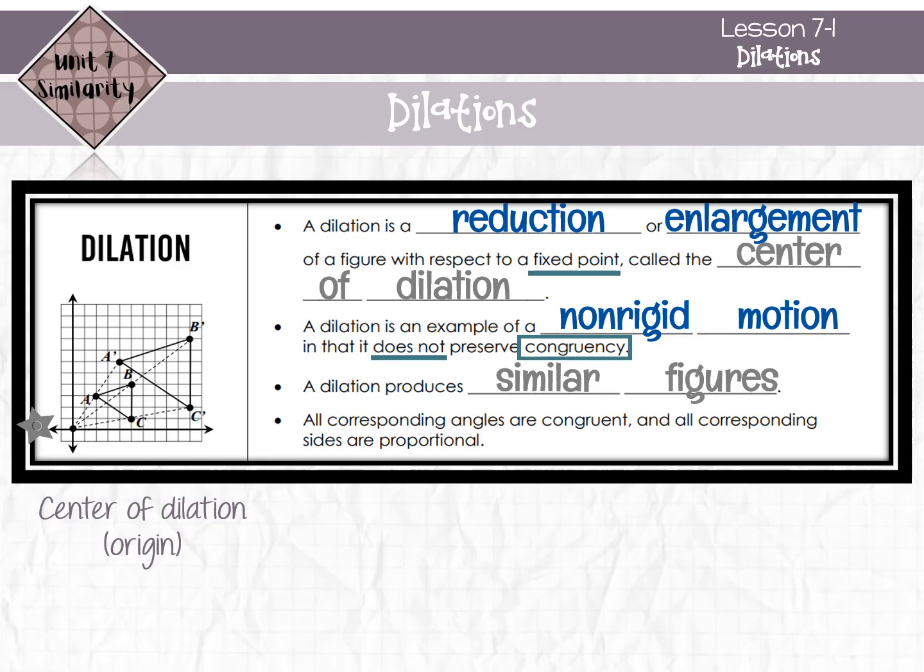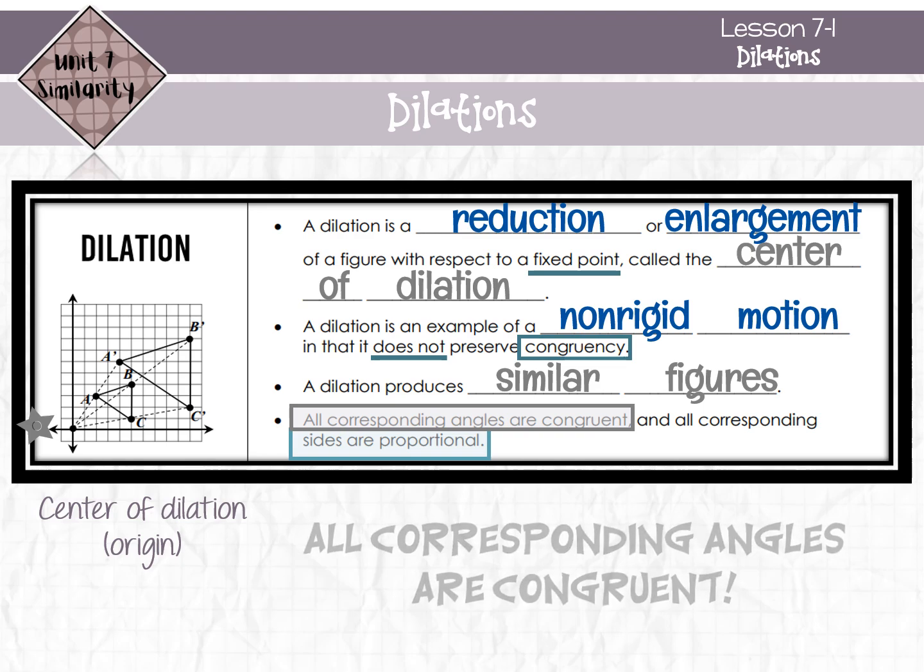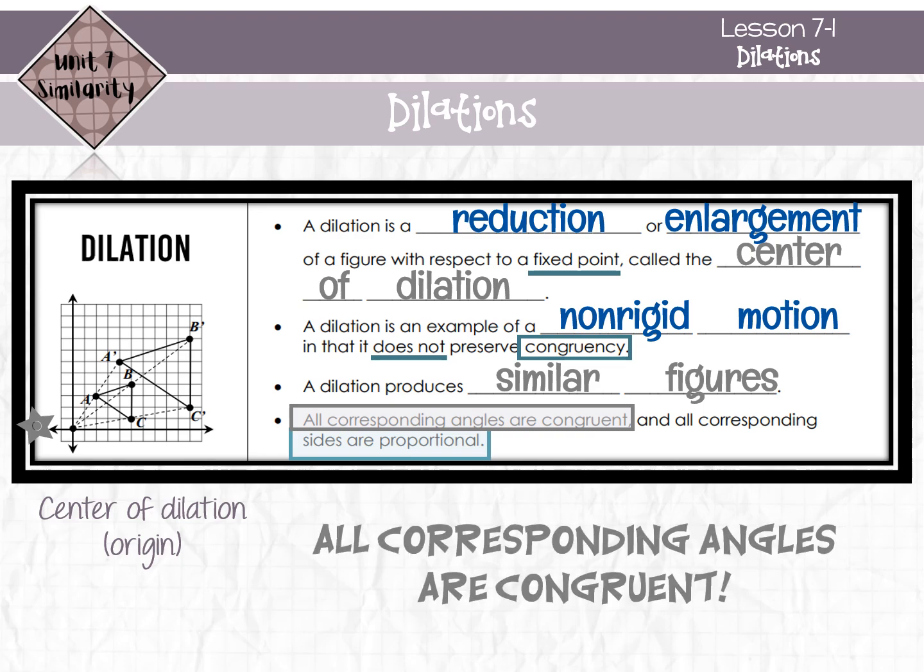A dilation produces similar figures, and this entire unit's on similar figures. All corresponding angles are congruent, and all corresponding sides are proportional. All corresponding angles are congruent. Yeah, we'll need that later.